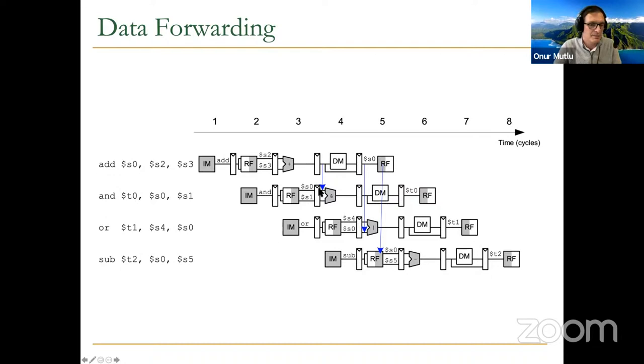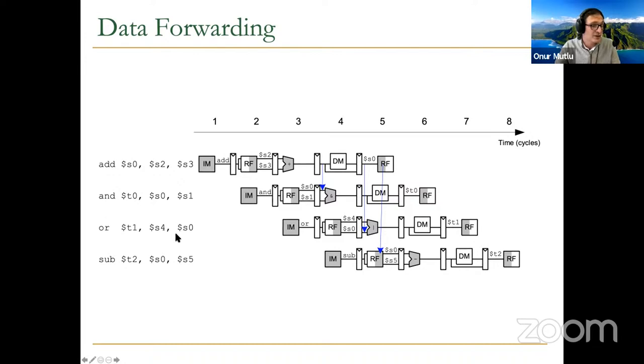So that forwarding path enables AND to execute without any delay. You don't need to stall anymore. You just need to provide the logic such that AND gets the value of S0, not from the register file that it read, but from the latched result of the ALU in the previous stage, essentially. It doesn't need to wait for S0 to be written to the register file.